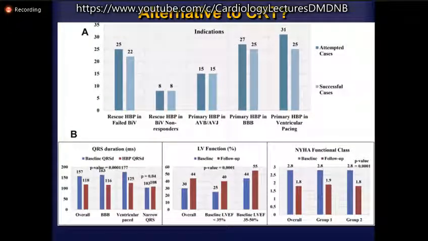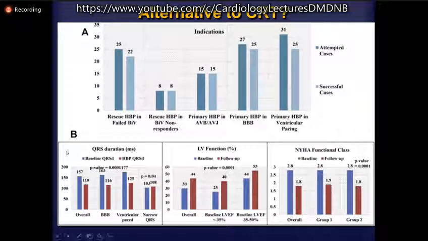Now, I want to finally touch upon His bundle and left bundle pacing as a potential alternative to CRT. And a lot of interest has come up in this because these modalities have been shown to correct bundle branch blocks so beautifully, and the QRS is so narrow that it would be difficult to achieve such narrow QRS with conventional CRT. So initially, this was tried in a set of people who had failed with conventional CRT, so either failed BIV or non-responders to BIV. And of course, in some cases, it was also done primarily with His bundle pacing.